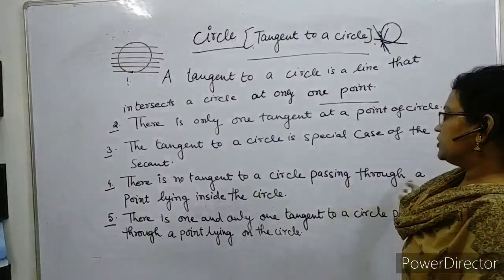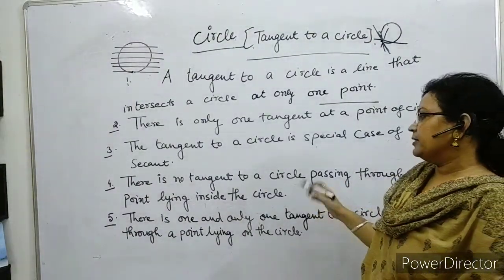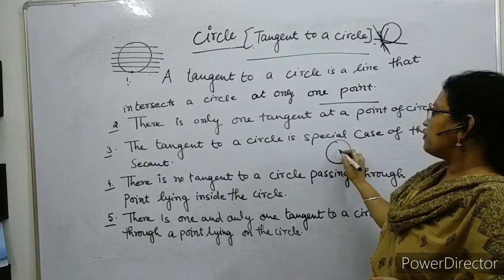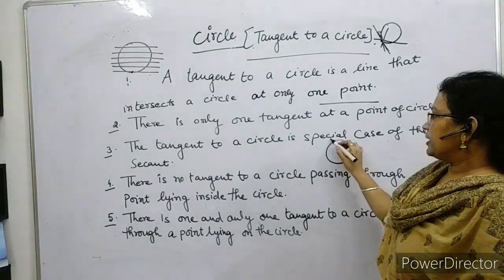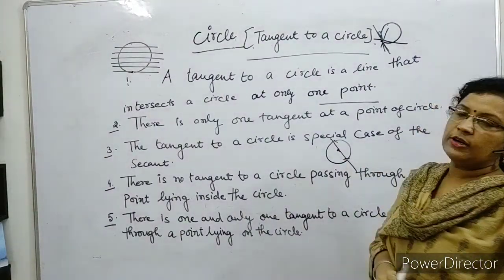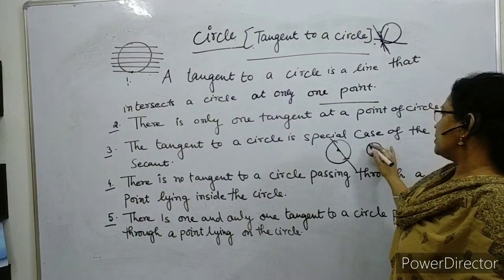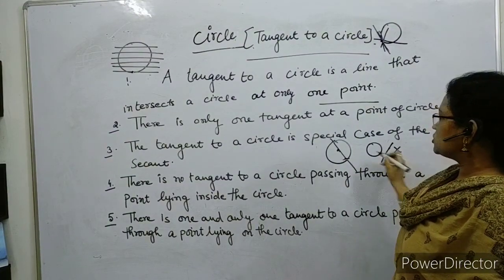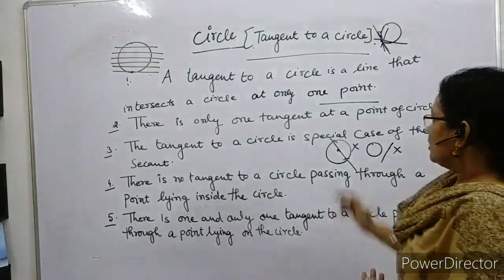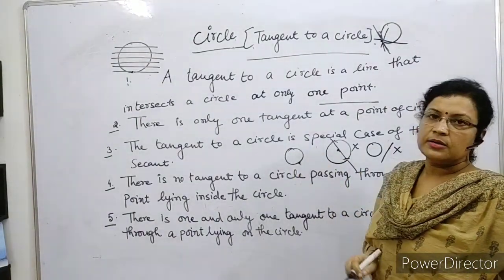Now, no tangent to a circle can pass through a point lying inside the circle. Obviously, if a point lies here, the tangent can't pass here, because at least it will touch at 2 points. So from inside and from this point also, these two are not tangents. A tangent is at a point lying on the circle.